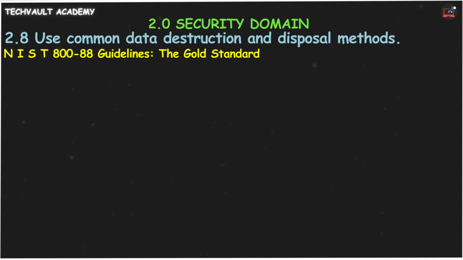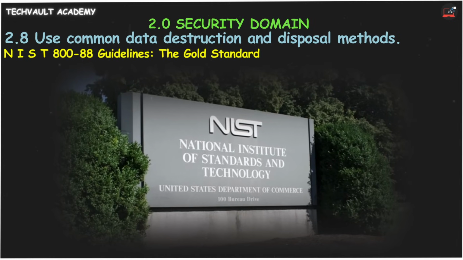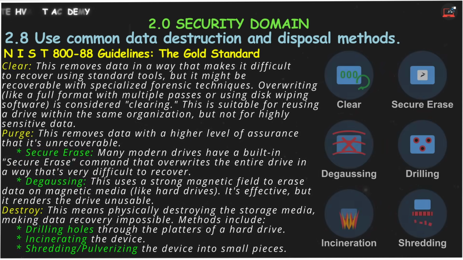NIST 800-88 guidelines, the gold standard. The National Institute of Standards and Technology, NIST, provides guidelines for data sanitization, making data unrecoverable. Clear: this removes data in a way that makes it difficult to recover using standard tools, but it might be recoverable with specialized forensic techniques. Overwriting, like a full format with multiple passes or using disk wiping software, is considered clearing. This is suitable for reusing a drive within the same organization, but not for highly sensitive data.